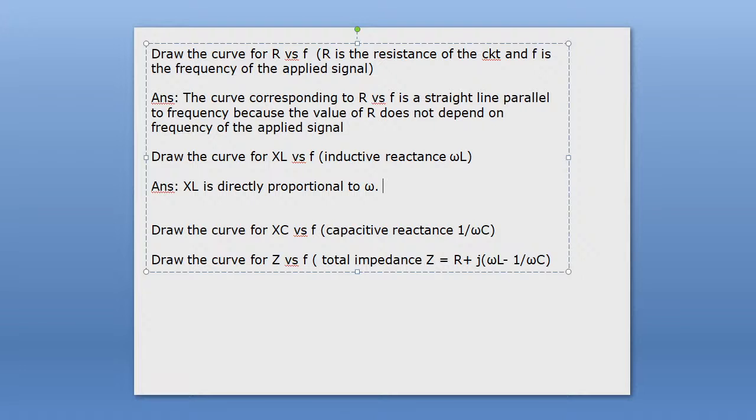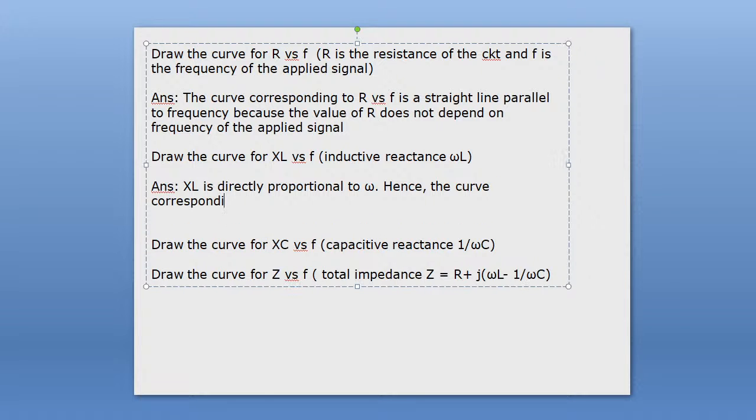Hence the curve corresponding to XL, inductive reactance versus frequency of the signal, is a line. Okay, it is a linear curve. So you just write, it is a linear curve.